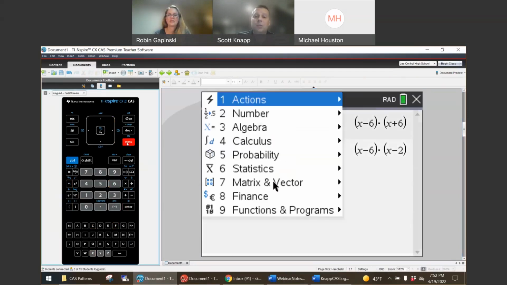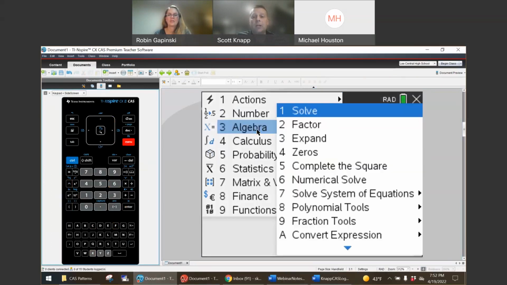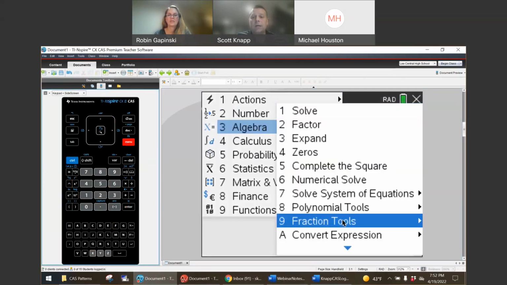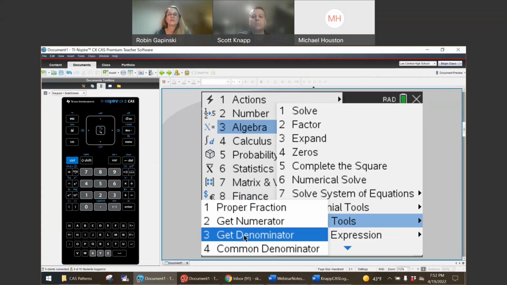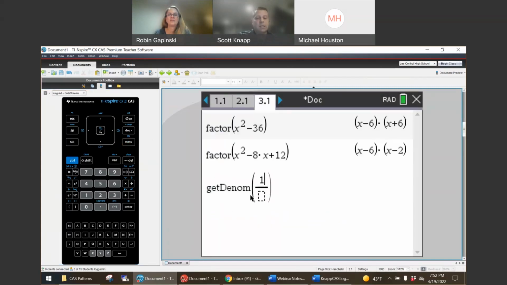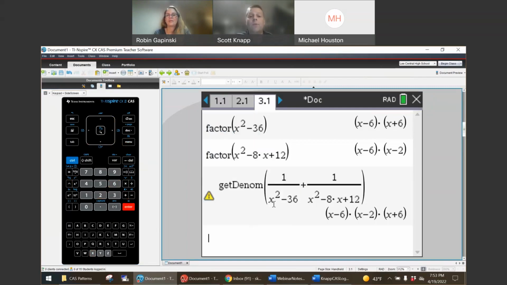And then, we haven't shown you all of the tools that are available, but in the algebra menu and fraction tools, there's a tool called Get Denominator. And if we type the rational expressions that we're finding the common denominator for, which, remember, were 1 over x squared minus 36 plus 1 over x squared minus 8x plus 12, it will actually find the common denominator for that pair of rational expressions. And what we hope is, again, students looking for patterns, noticing that, first of all, those factors in the common denominator are the same. They're coming from the factors of each individual denominator.